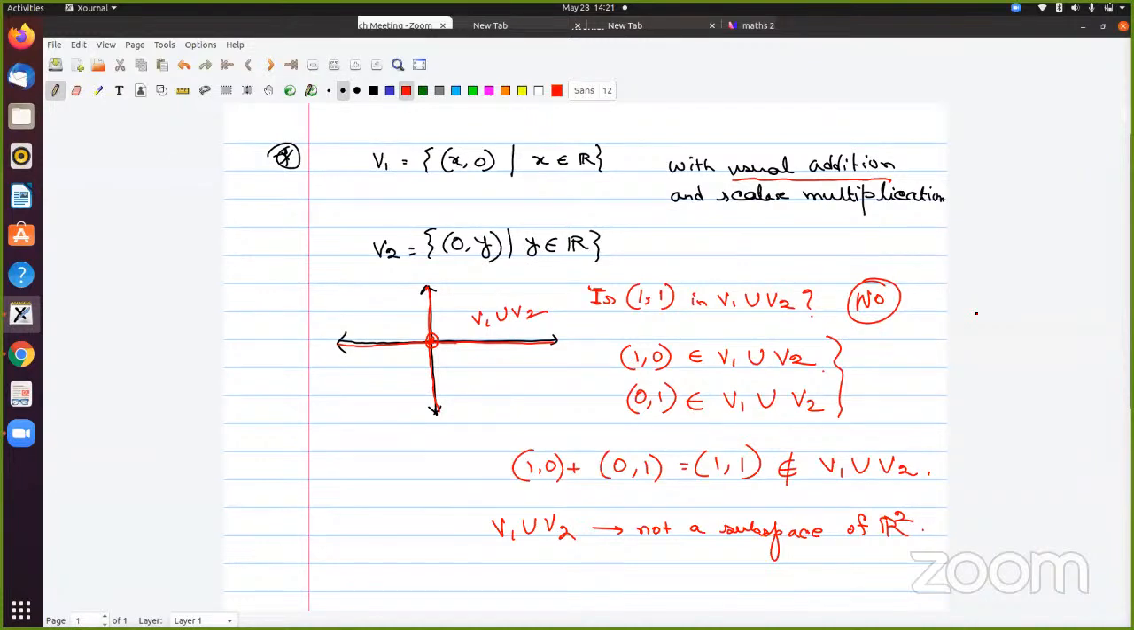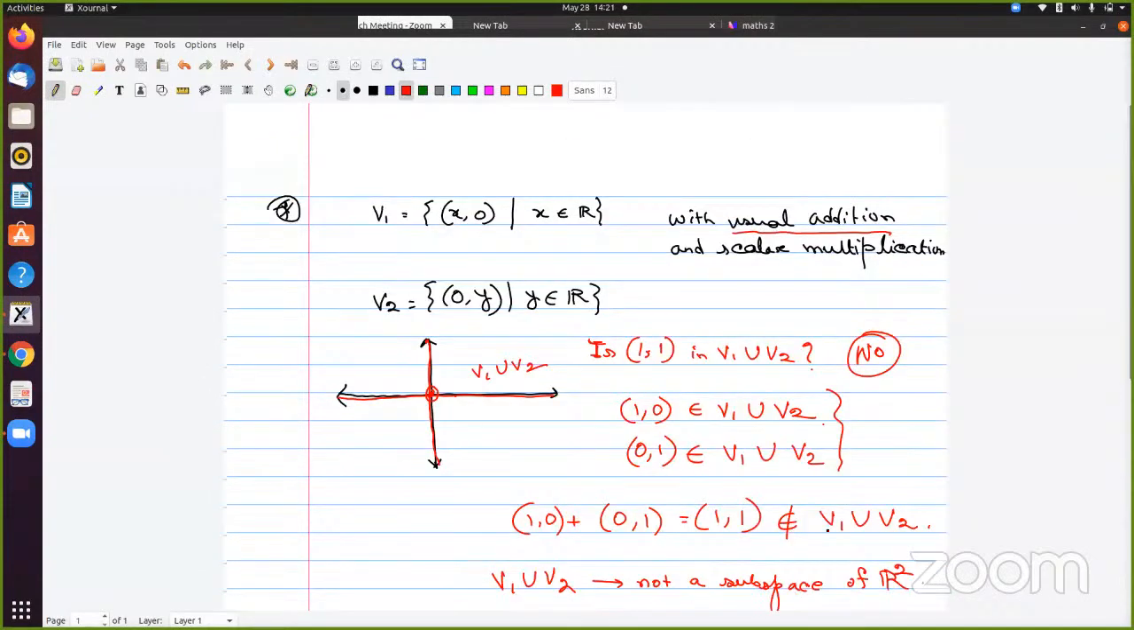So in that case the union will be V1, or vice versa. Only in those cases it is possible, otherwise it is not possible. I am stating a fact, I am not proving that for now. Yes, we will do that. Okay, so this part is okay.